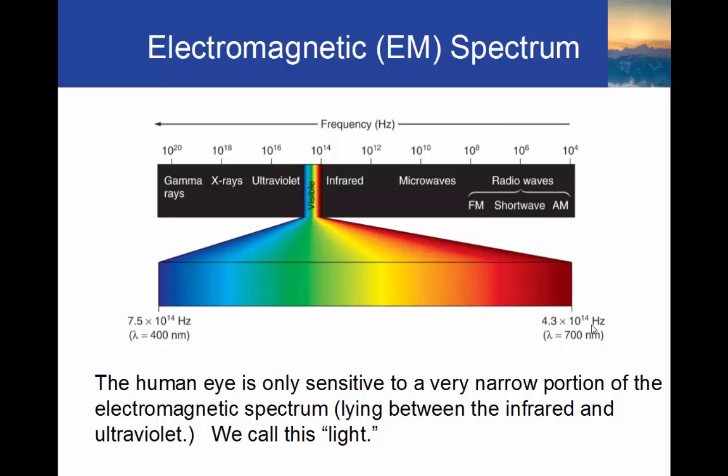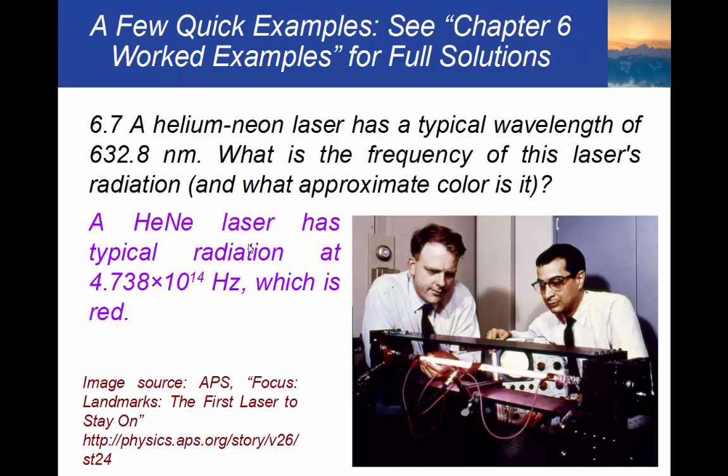Well, here's 4.3 times 10 to the 14. Here's 7.5 times 10 to the 14. So 4.74 times 10 to the 14 is in here somewhere. It is in fact red, as we suggested, so that's good news number 1. Good news number 2 is that it is in this visible range. So our double check suggests that we've done all of our math right. Therefore, a typical helium neon laser will radiate at about 4.74 times 10 to the 14 hertz, which is red.